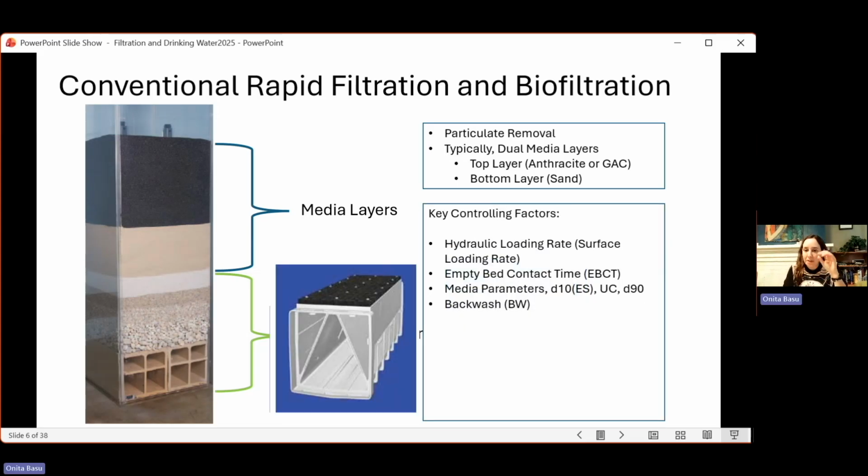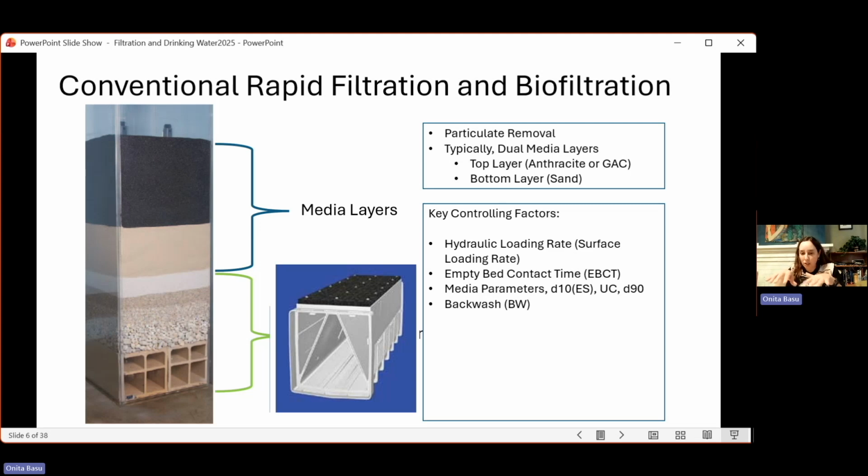Now, when we talk about filtration, there are a couple of key controlling factors associated with filtration. The first one is known as the hydraulic loading rate, sometimes referred to as the surface loading rate. Always fun when you're new to a topic and you have to know that you have two different terms that mean the exact same thing. As an engineer or a designer, you have to be familiar with what the people you're working with prefer to use and be comfortable with that kind of switch in terminology.